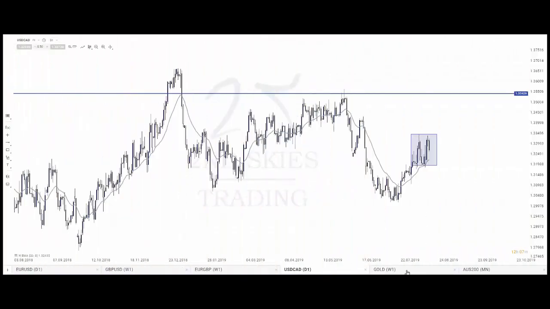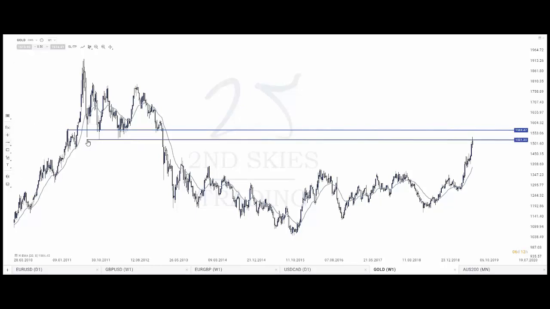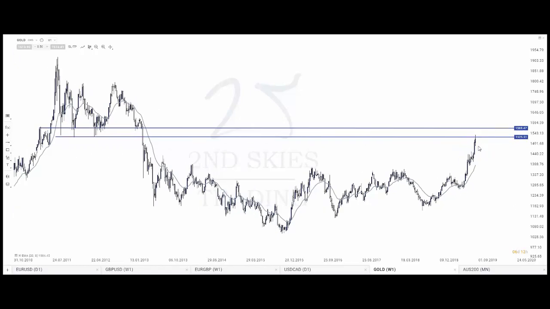The next instrument I want to cover is gold. And again, same thing here, highly extended on the weekly chart from its average. And on top of this, it's running into a strong resistance over here from 2011, 2012. So this combination to me is always something I look out for. If it's highly extended and it's running into a strong area of support and resistance, the likelihood of a stronger pullback or rejection is increased.